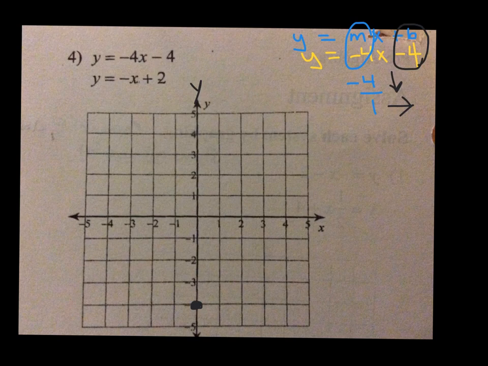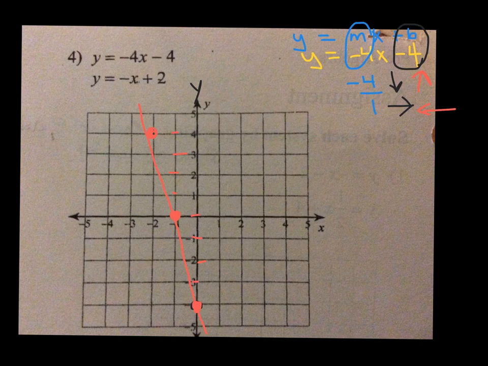So instead, we're going to do the opposite, which is up 4, left 1. So starting on our y-intercept, that point in red, we'll go up 4, left 1, up 4, left 1, and then connect our points to make our first line in that systems of equations.